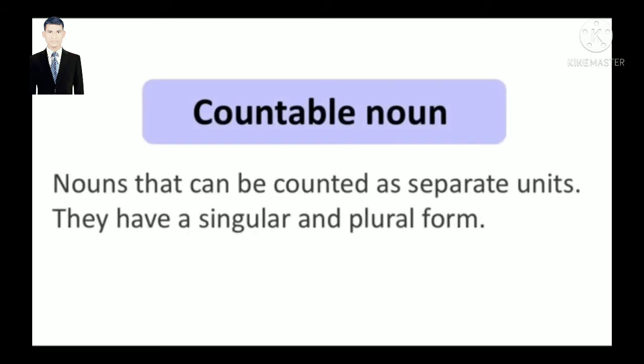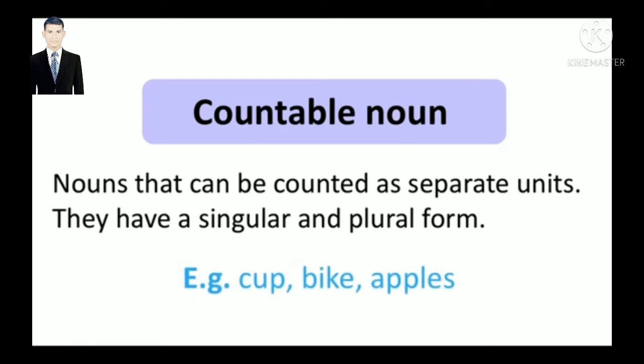Countable noun. Countable nouns are nouns that can be counted as separate units. They have a singular and a plural form. So when using the singular form, we generally add a or an before the noun, and when using the plural form, we can add the number. For example, cup, bike, apples. So we can say a cup, a bike, 3 apples.